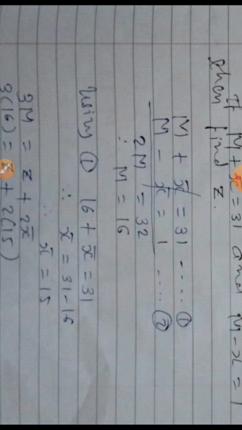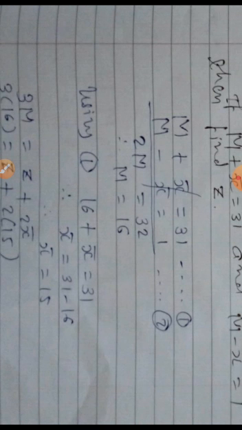So the remaining is m plus m, 2m, equal to 31 plus 1, 32. So the median's value, m's value, is 16. So we got one variable. Now after getting one, you can very easily find the second one. Use either the first or the second equation, and substitute the value in it. I have taken equation number 1. In place of m, 16 is written: 16 plus x bar equal to 31. So x bar equals 31 minus 16. So x bar we got is 15.